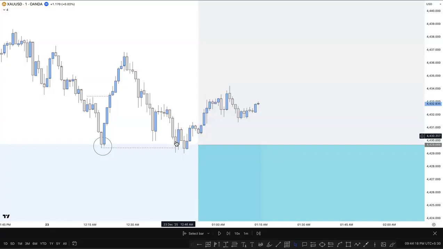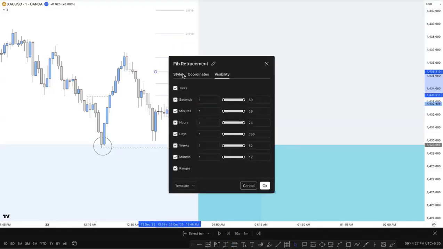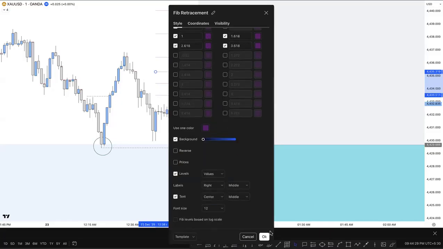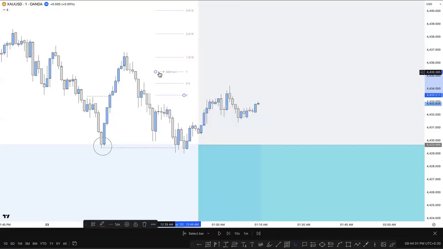Okay, so this is our low that is swept here. This is our Fibonacci setting right here. And I also posted it in our Telegram as well.